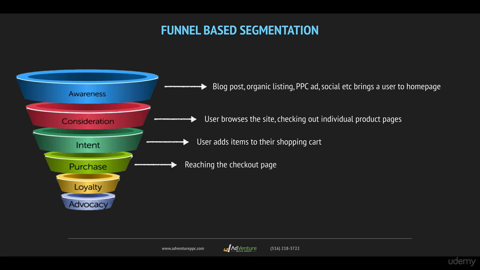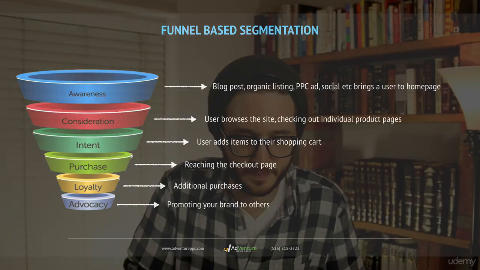Purchase, which is somebody reaching the checkout page. Somebody who's already purchased would be on the thank you page. But if somebody has a stronger intent to purchase, they might have reached the checkout process. Don't overlook the checkout pages, the cart pages. That's an important remarketing list, a remarketing attribute to keep in mind. Loyalty could be additional purchases, and advocacy could be somebody promoting your brand, word of mouth, people telling others. These are actions that would tell me that this person's in the advocacy stage of the funnel.